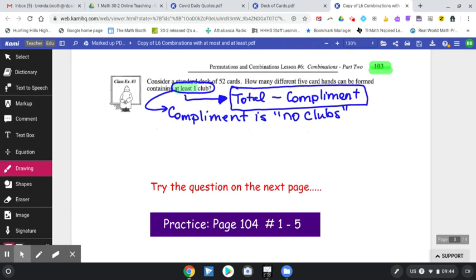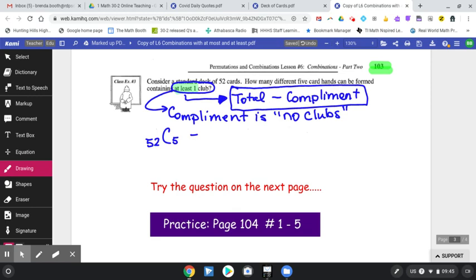So we want to find the total. How many 5-card hands without any restrictions at all? That would be 52 cards, choose 5. That's going to give us our total number of 5-card hands, every possible one that could be made. And we're going to subtract the no clubs.